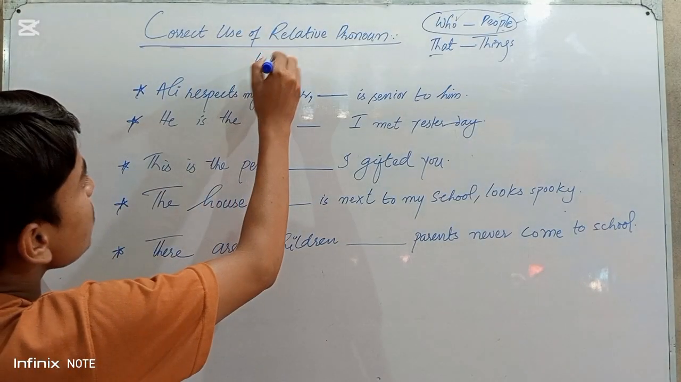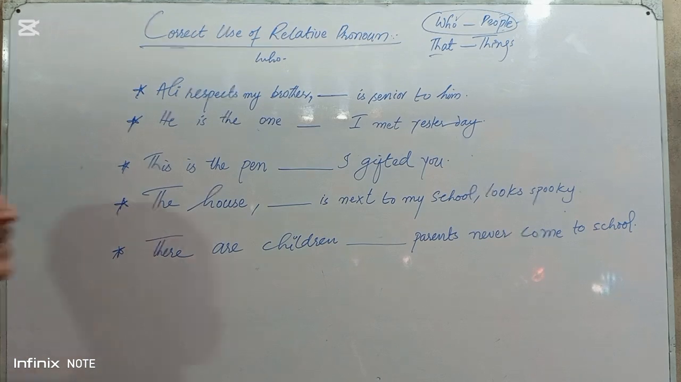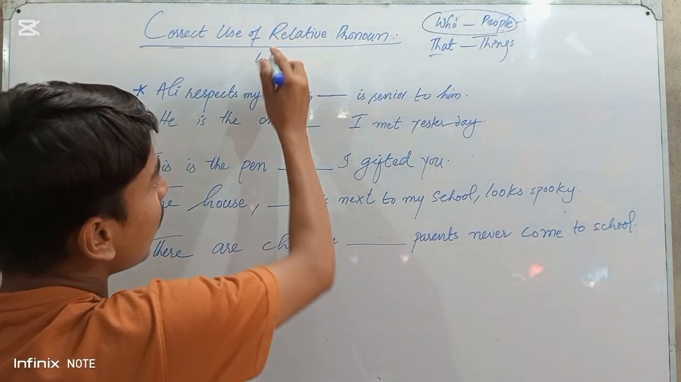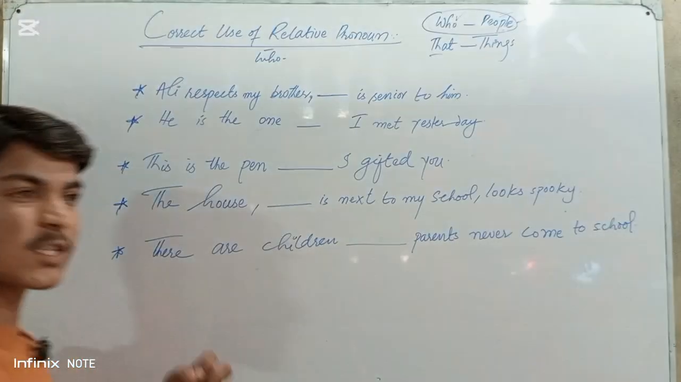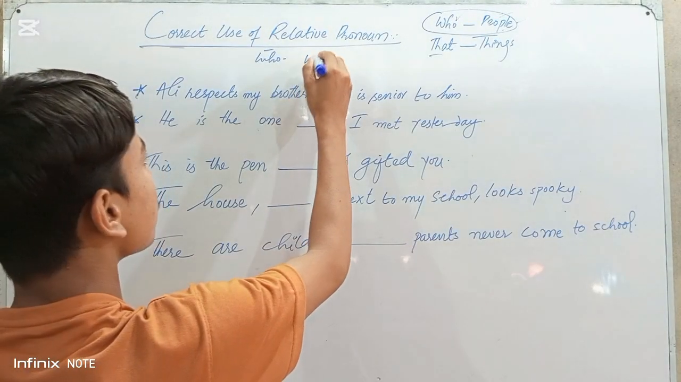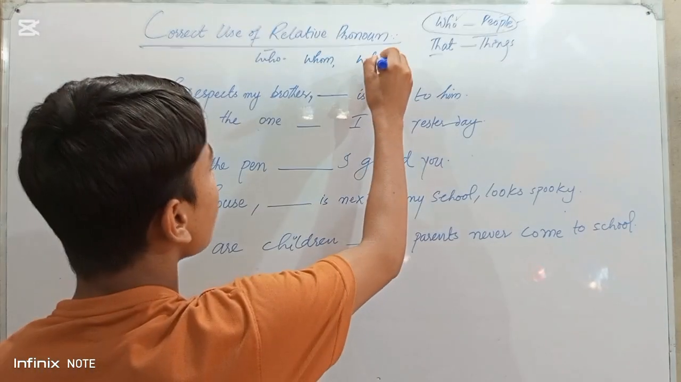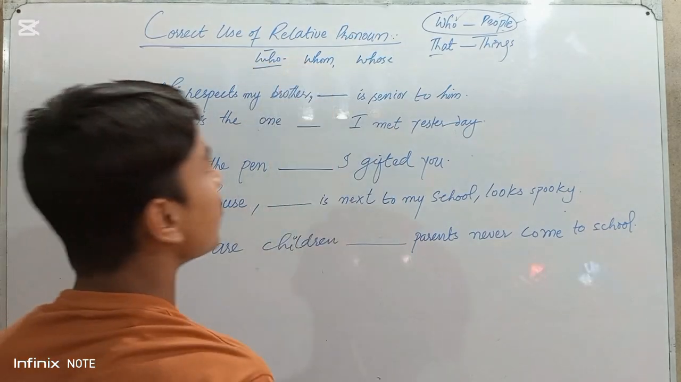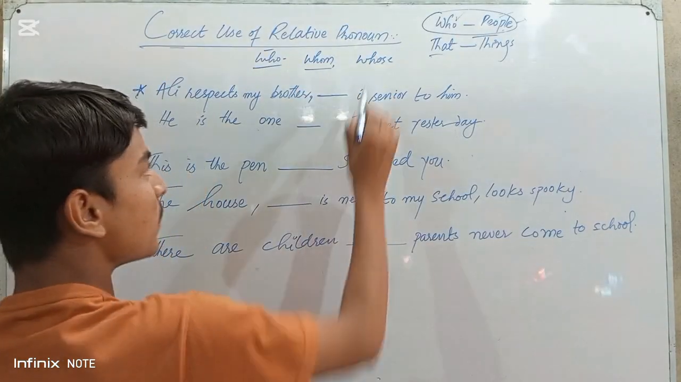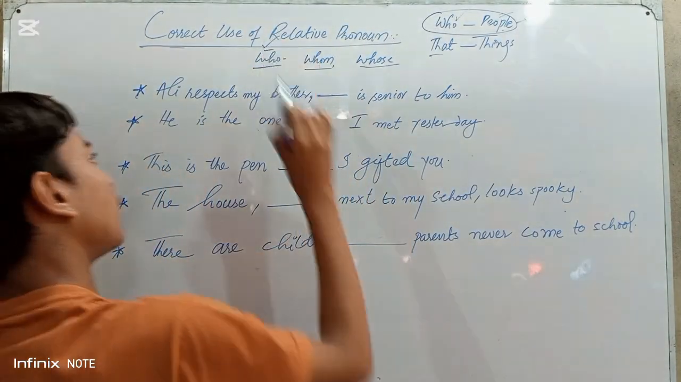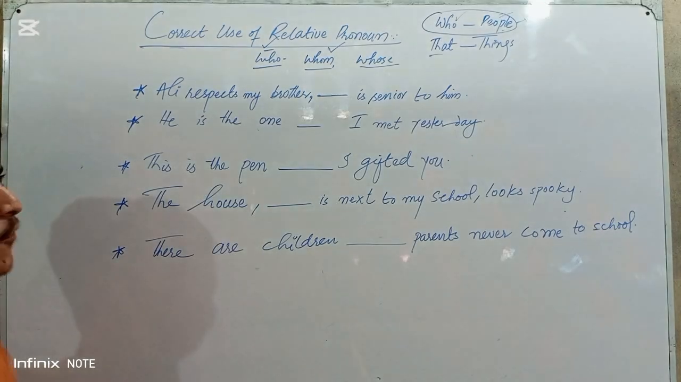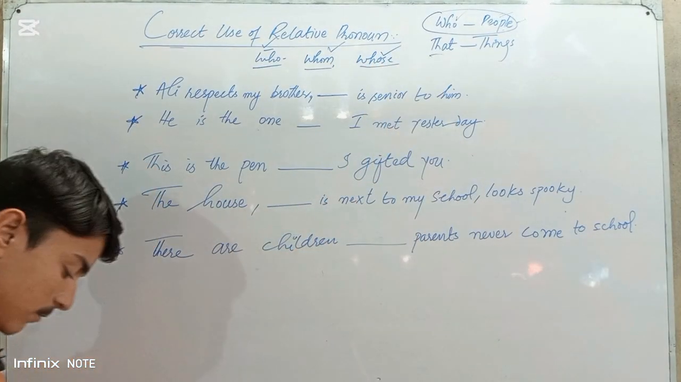Keep in mind, who is the subjective form. It is also known as the nominative form. Its accusative form is whom. Its genitive form is whose. Nominative form, accusative form, and genitive form are also known as subjective form, objective form, and possessive form.